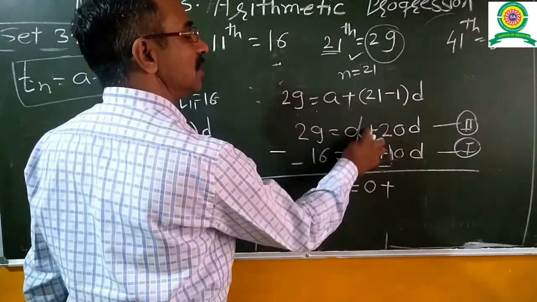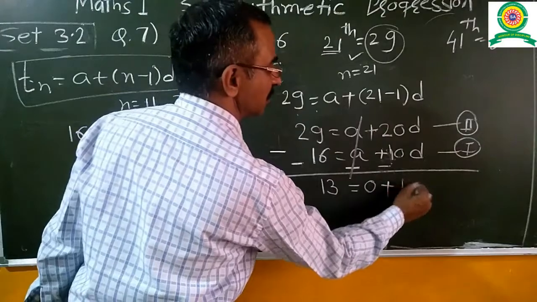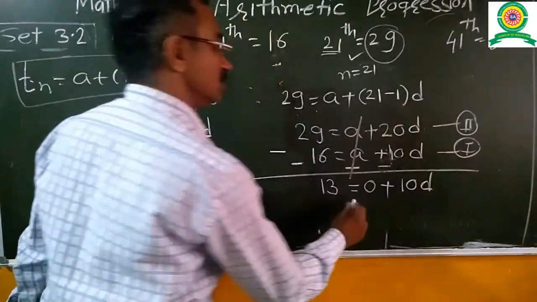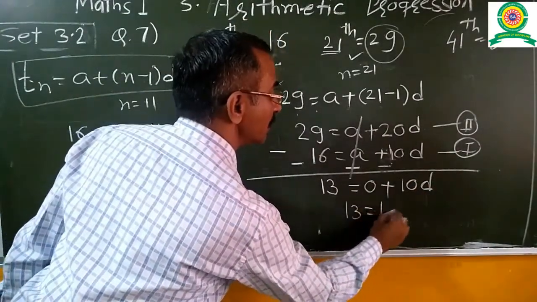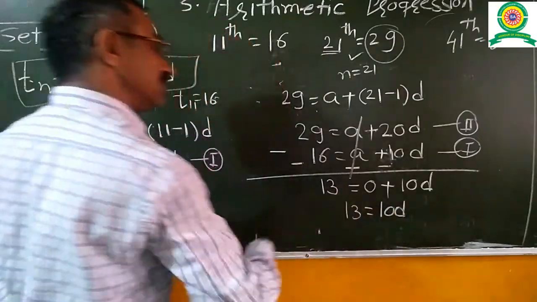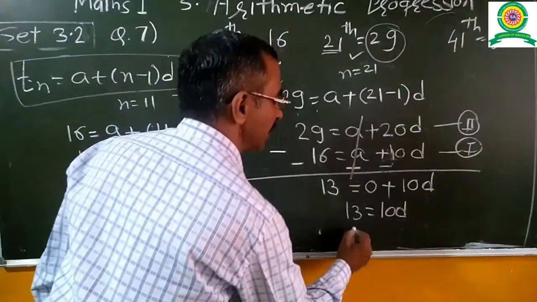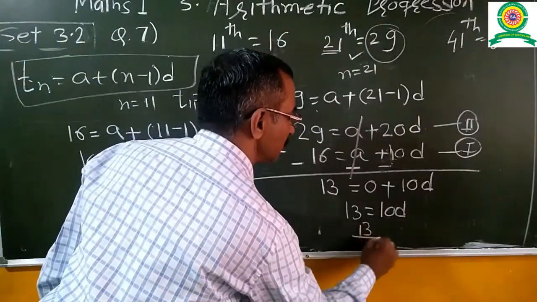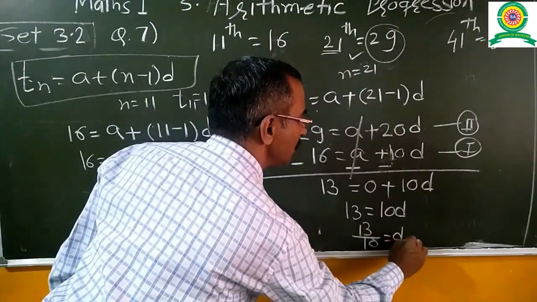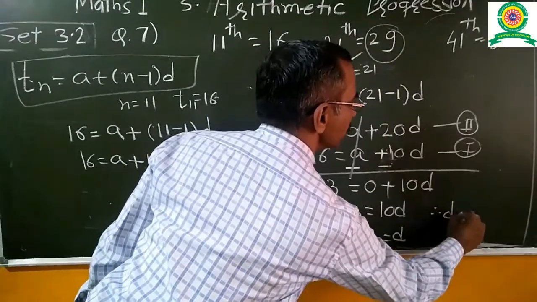Both are different signs. So 20 minus 10, it will be 10D. So 13 is equal to what? 10D. This 10 goes to the left hand side, it will become a D. It will get divided. Means 13 upon 10 is equal to what? D. Therefore, D is equal to, we give a decimal.